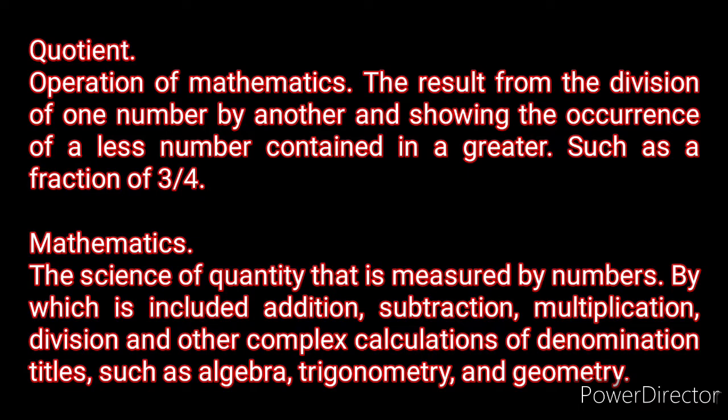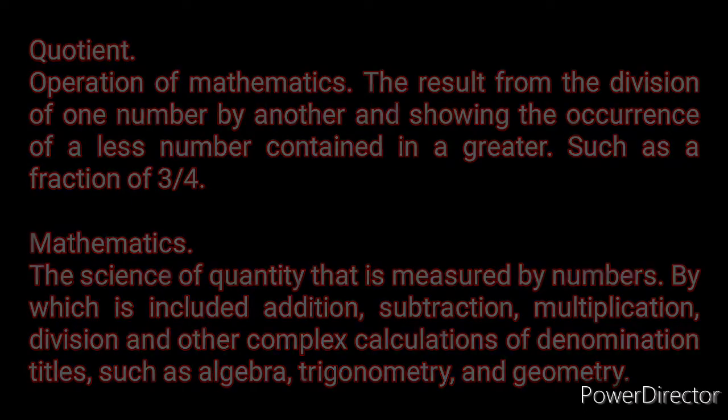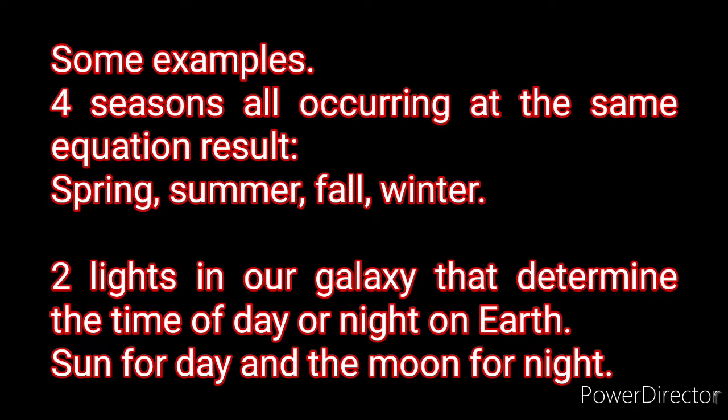The level of understanding of mathematics determines how high your IQ is of understanding. Your IQ is basically your understanding of mathematics and how it operates within the natural world. Did you know that everything is mathematical? Some examples. 4 seasons all occurring at the same equation result: spring, summer, fall, winter. 2 lights in our galaxy that determine the time of day or night on Earth. Sun for day and the moon for night.